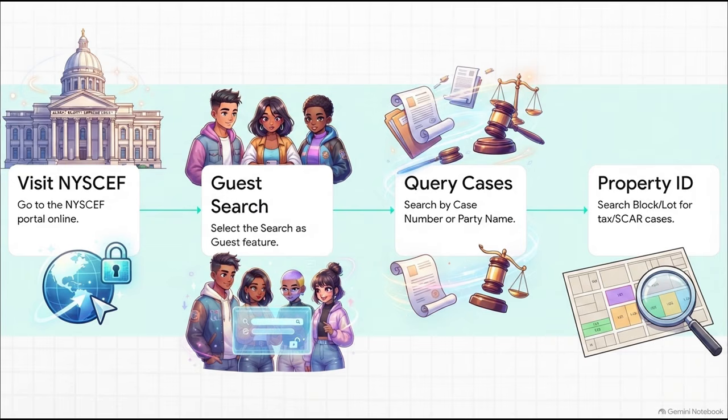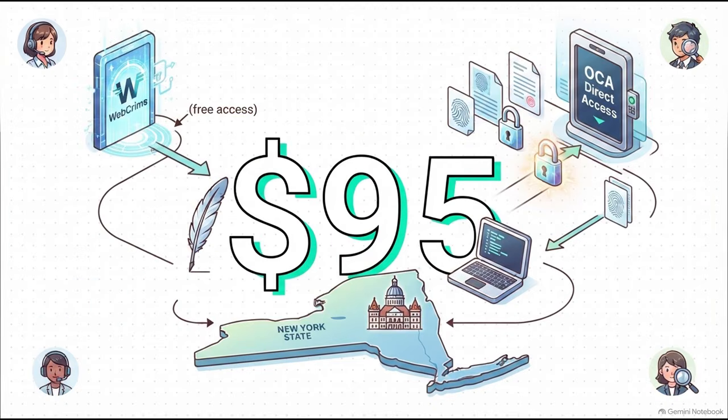Doing property research, you can actually search tax certiorari and small claims assessment review cases by inputting the municipal block and lot numbers. It is a fantastic, completely free remote tool for civil e-filed cases. But what about criminal records in New York? Well, while you can track active pending criminal matters for free using a portal called WebCrims, getting an official statewide criminal history background check comes with a very specific price tag, exactly $95. You submit this request through the OCA Direct Access application. Keep that $95 figure in mind if you are conducting formal background checks.